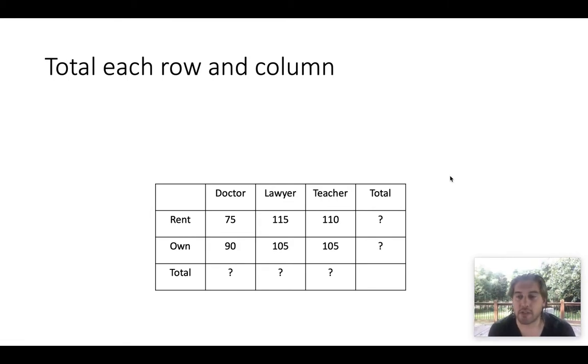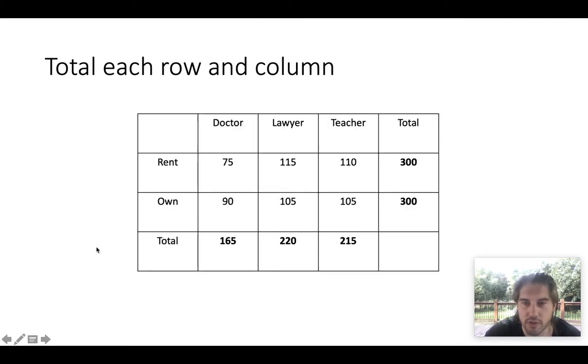Remember back to our steps from the first part of this lecture. The very first thing we have to do is total every row and every column. So we're just going to add up all the numbers in rent and put our total here, add up all the numbers in own, put it here, add up all the teachers, all the lawyers, all the doctors, and so forth. Once we do all of our sums, we end up with this.